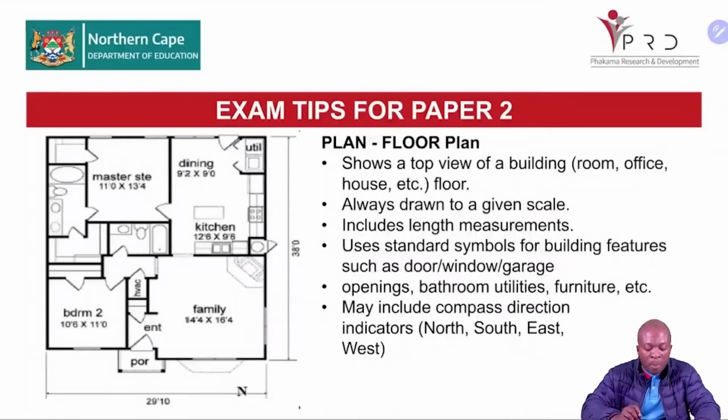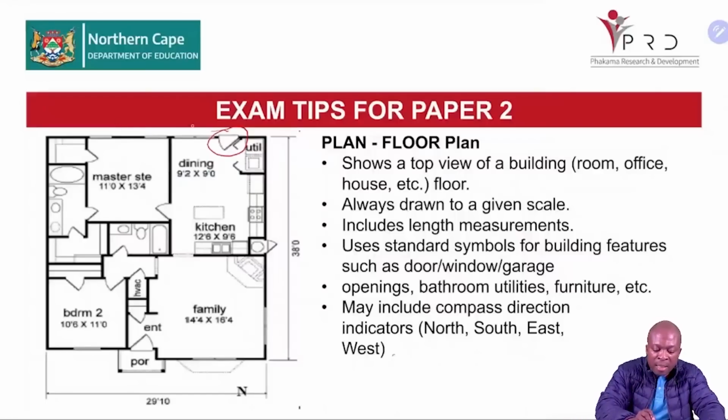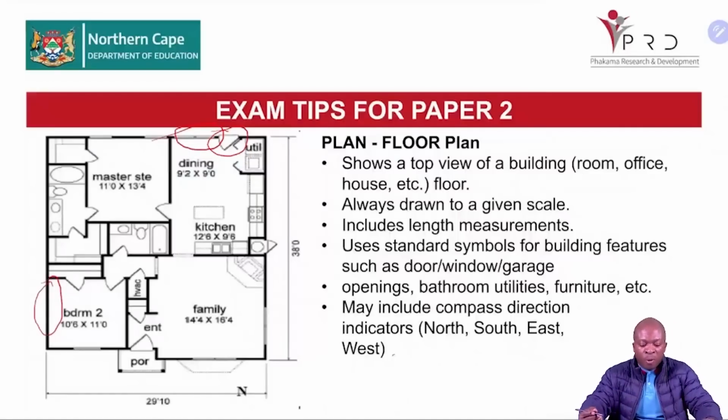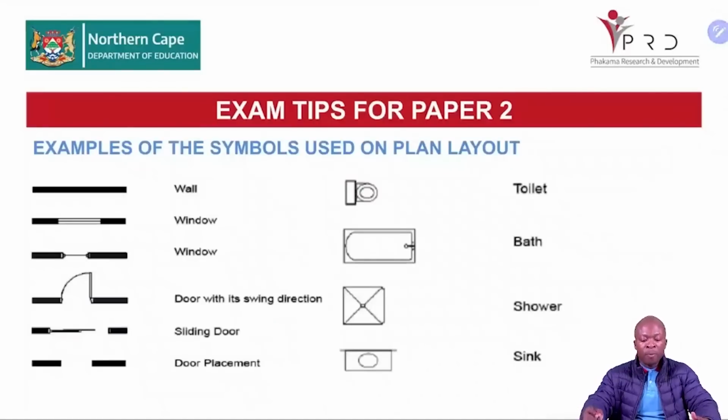If you look at the floor plan, you will see there are doors. Most of the time, the examiner will give you the symbols to say this symbol means that, that symbol means this. If you see lines of this kind, we are talking about windows. If you see a line that is thick, like this one, that's a wall. On your question paper, the examiner will give you any, not all. They will give you as many as they want.